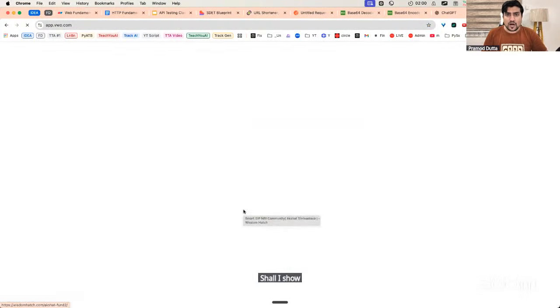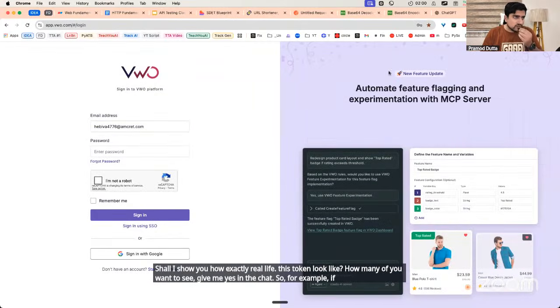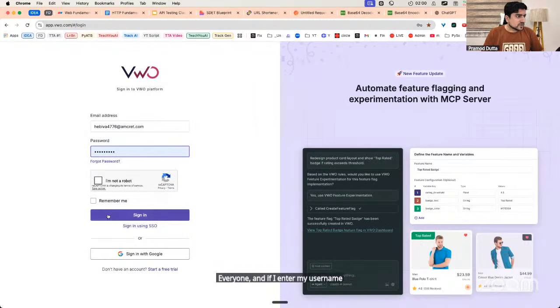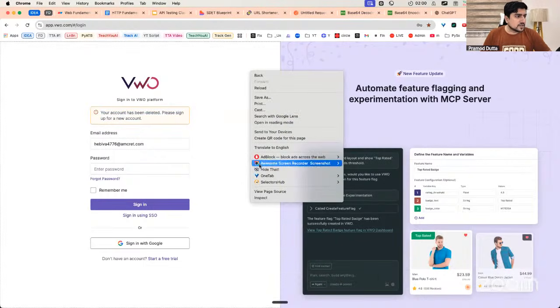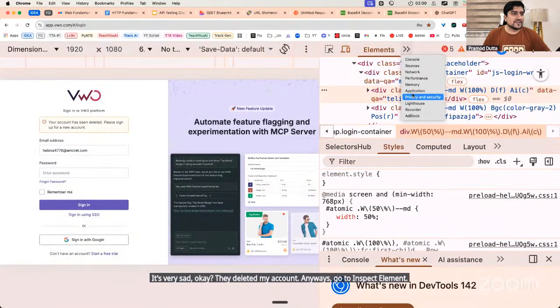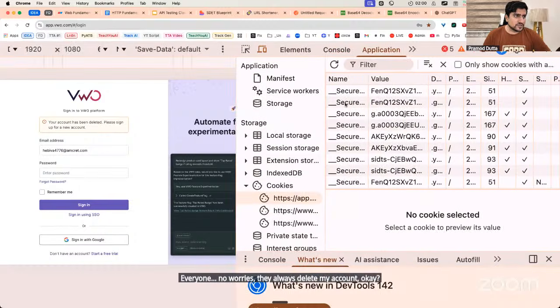Shall I show you how this token looks in real life? How many of you want to see? Give me yes in the chat. For example, if you go to this app.vw.com and enter my username and password, and click on the sign in button, anyways, my account has been deleted. Oh my God. It's very sad. They deleted my account. Anyways, go to inspect element. No worries, they always delete my account. Let me show you the token, everyone.